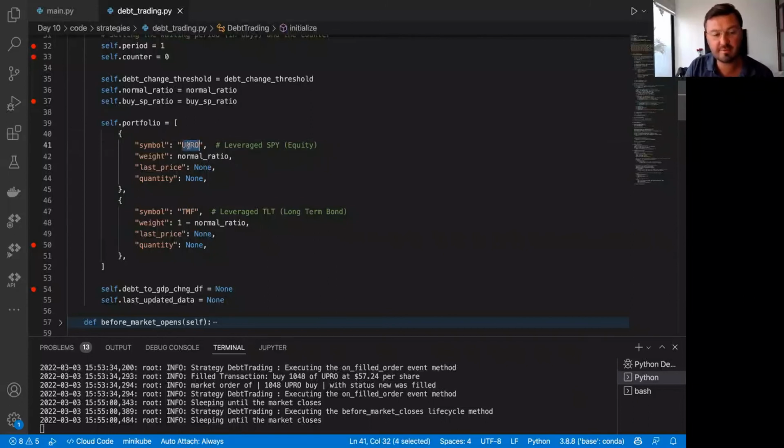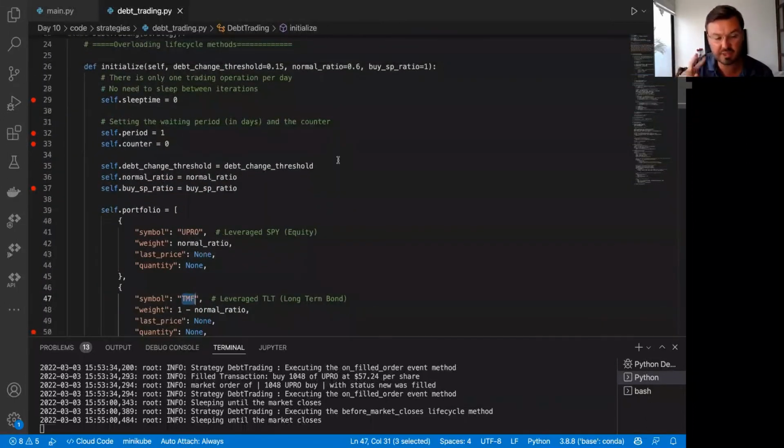So we're using the leveraged S&P 500 and leveraged treasury bonds, and we are changing the weightings between those two depending on how much money the government is spending. If the government is spending a lot of money, we go heavy into UPRO. If it's not, then we're going to have a balance between these two of 60-40, and we're going to be automatically rebalancing on a regular basis in a very intelligent kind of way to make sure that we are buying low and selling high, right? So yeah, that's the strategy.